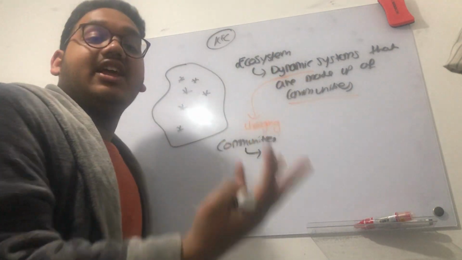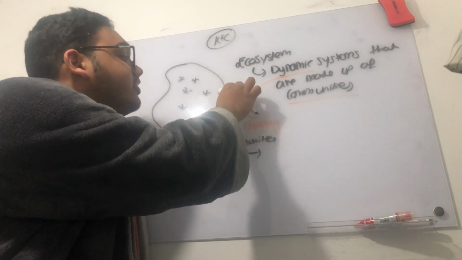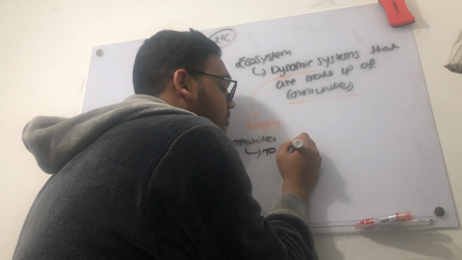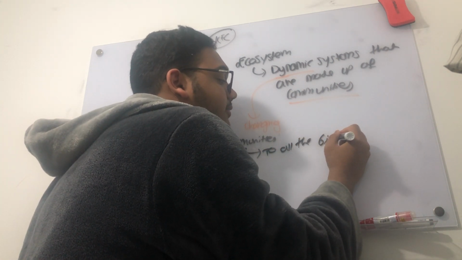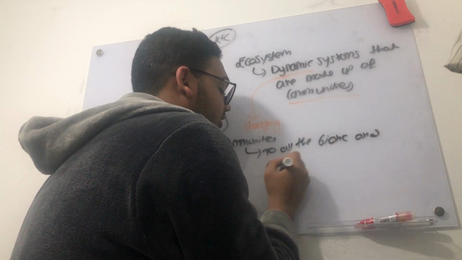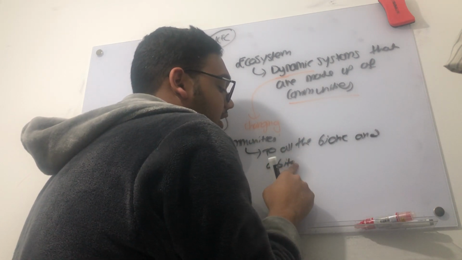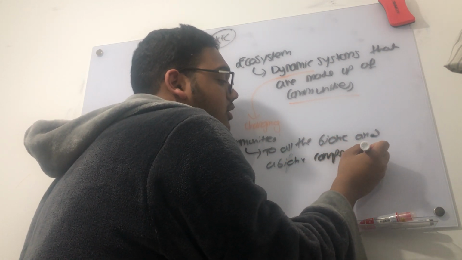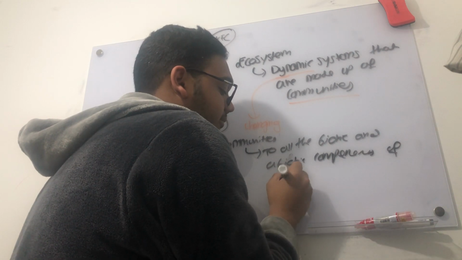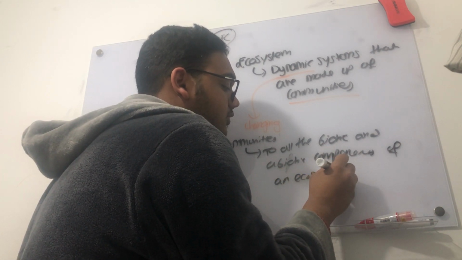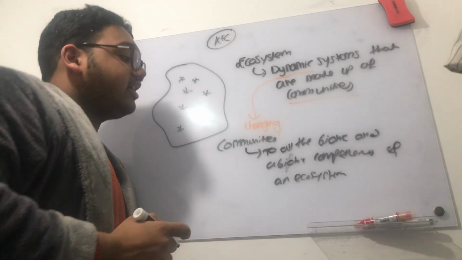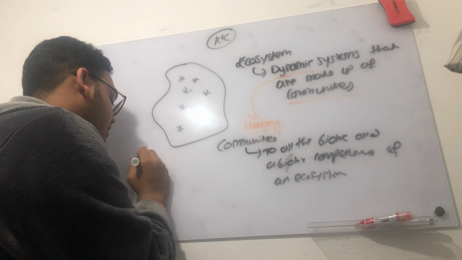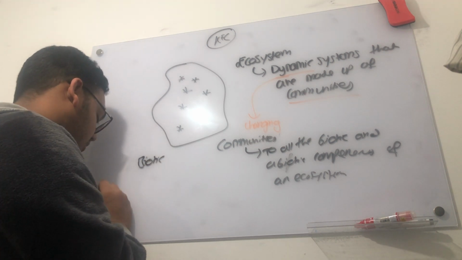So I'm going to link that definition over to the ecosystem part. Communities effectively refer to all of the biotic and abiotic components of an ecosystem. Biotic and abiotic, I'm just going to write the definitions here, in case you don't know them. So, biotic, abiotic.